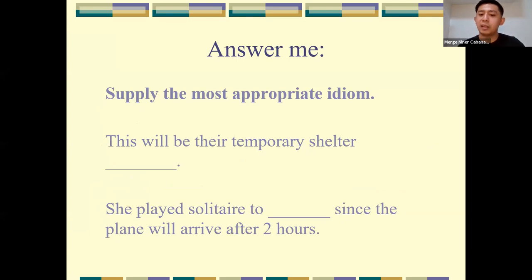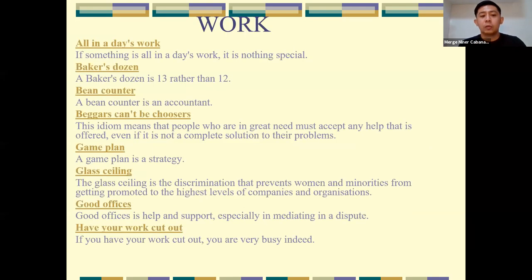So this will be their temporary shelter for the time being. She played solitaire to kill time since the plane will arrive after 2 hours. Work, all in a day's work. If something is all in a day's work, it's nothing special. A baker's dozen is 13 rather than 12. Bean counter is an accountant.